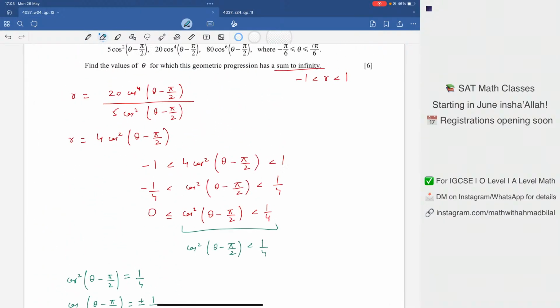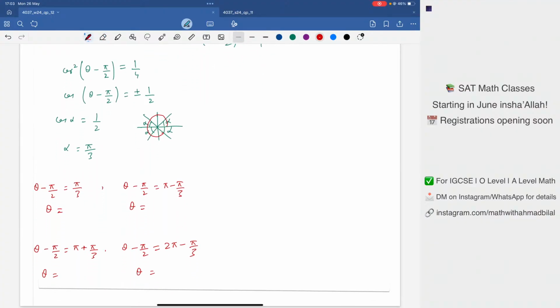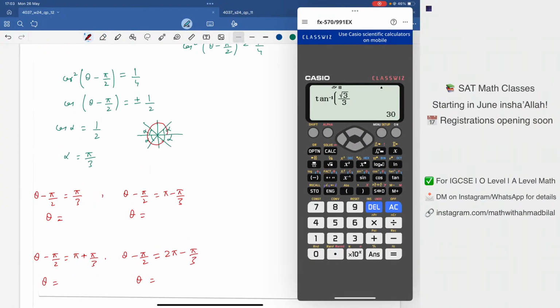That's a 6-mark question. That does require quite some working. Let's find these values. Pi over 3 plus pi over 2, and that's giving me 5 pi over 6. That's one value of theta that I'm getting. Then in the second quadrant, I had 2 pi over 3 plus pi over 2, and that's giving me 7 pi over 6. That's another value of theta that I'm getting.